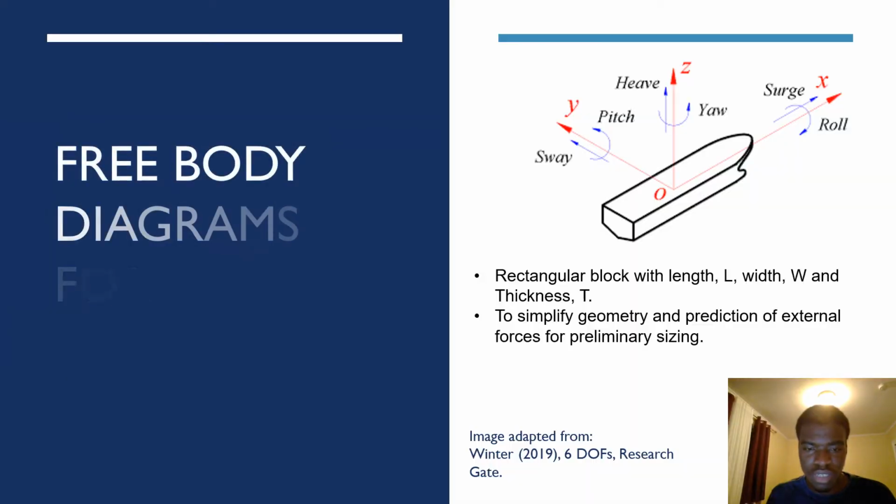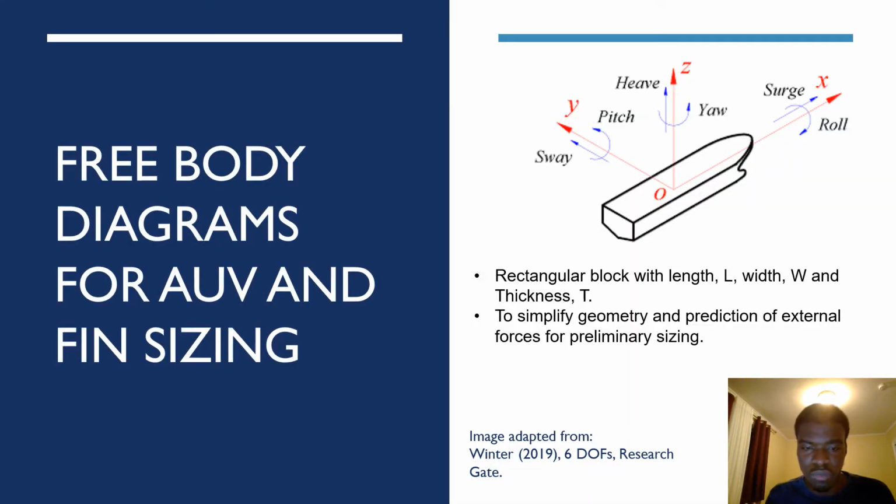The preliminary sizing of the AUV is achieved by simplifying it as a rectangular block with simple dimensions. In addition, the AUV considered will have three actuated degrees of freedom in the heave, surge, and yaw directions. The intention is to balance the roll and pitch axes by manipulating the weight distribution of the AUV.